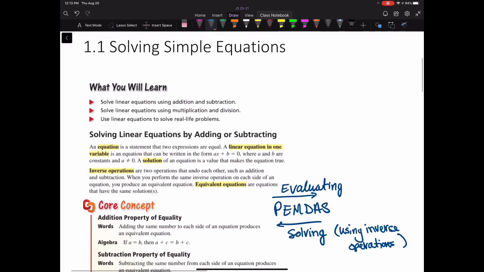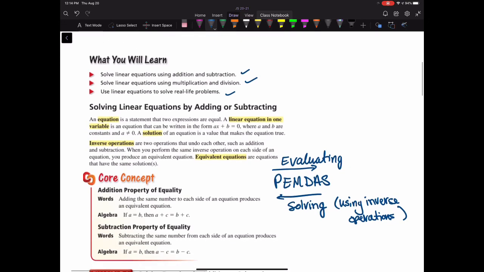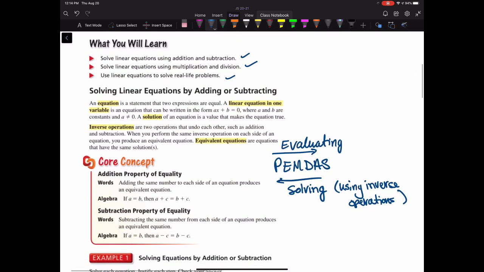So today we're going to look over solving simple equations. And so what you'll learn is how to solve an equation using addition, subtraction, multiplication, division, and using those to solve some real-world problems. Now, you should have had some of this in 8th grade, so this may be review to you guys, which is good.